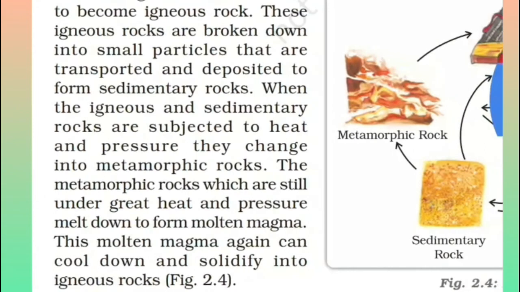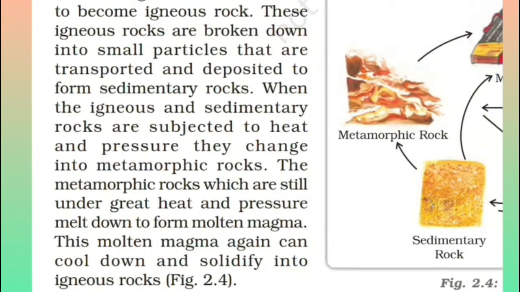Okay, so heneke mane ei cycle to choli thake, the molten magma again cools down and solidifies into igneous rocks. So this cycle goes on.